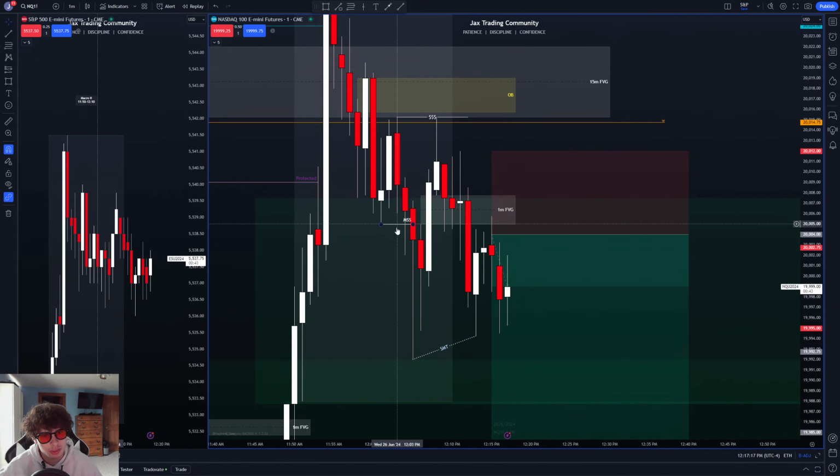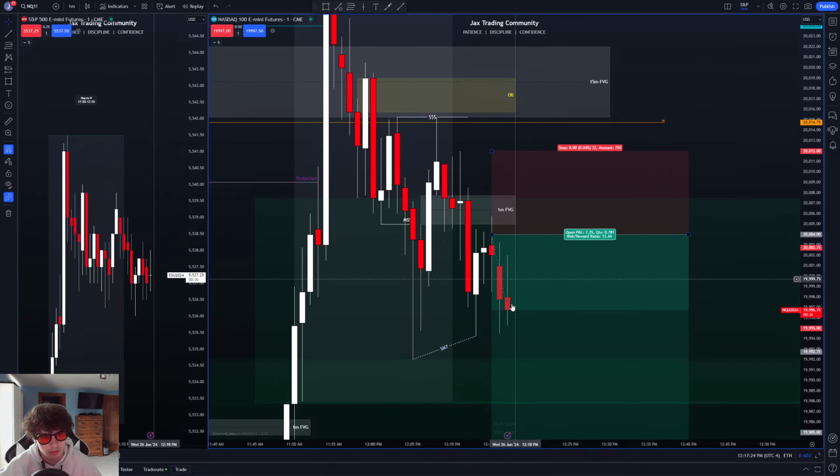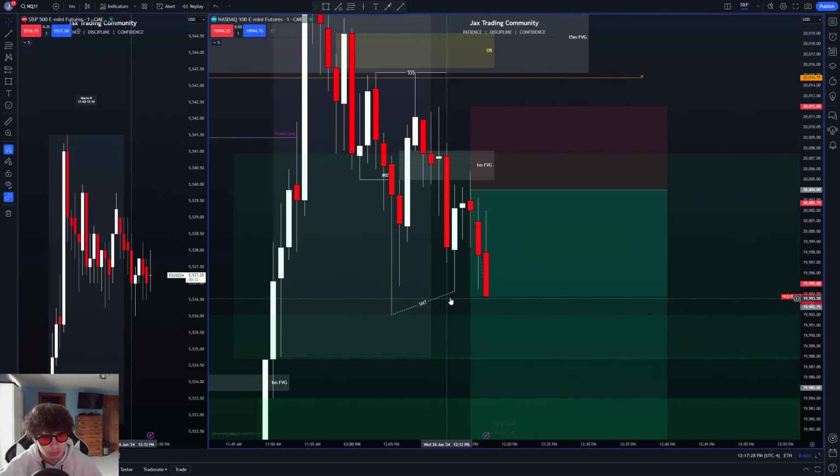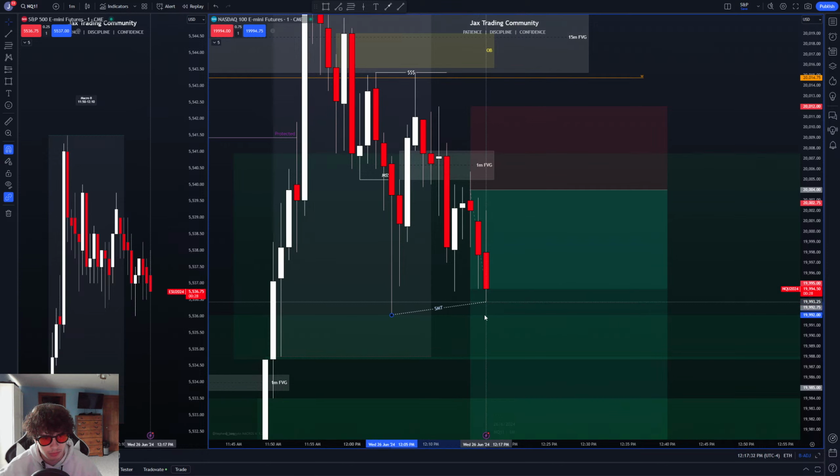This is what it's going to be, though. It's just going to be choppy, right? All this action has just been up, then down, and then up, and then down, and then up, and then down. It's probably going to be up again. Then it might be down again, up, down again, you know. Come on, go down. Break this SMT.